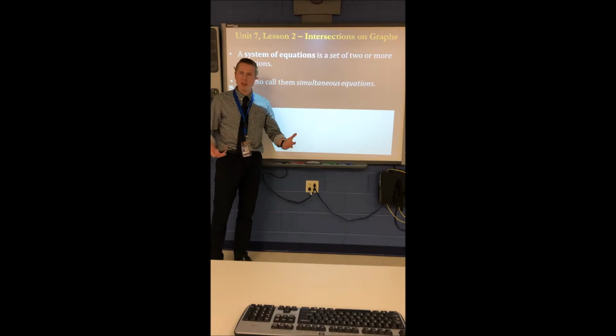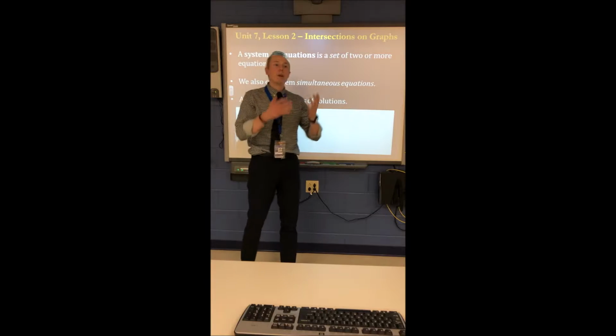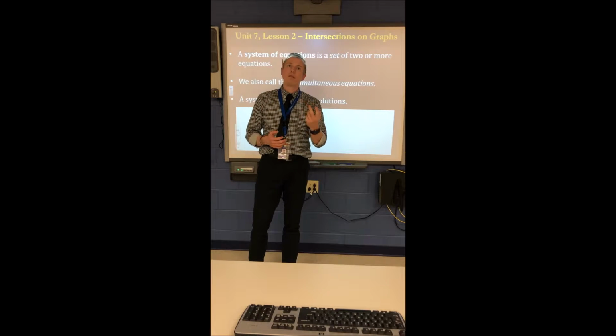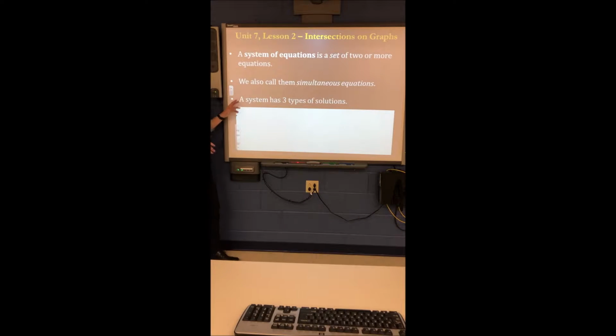What does the word simultaneous mean? Think about that. And a system has three types of solutions. We're going to talk about a system of equations, meaning two lines, or more. For our purposes in Algebra 1, it's just two lines working together. But a system has three types of solutions.